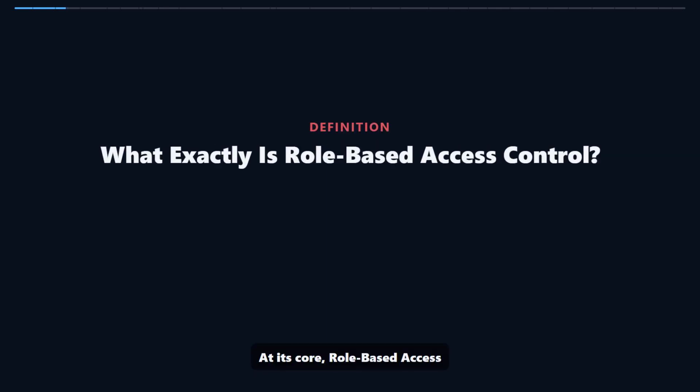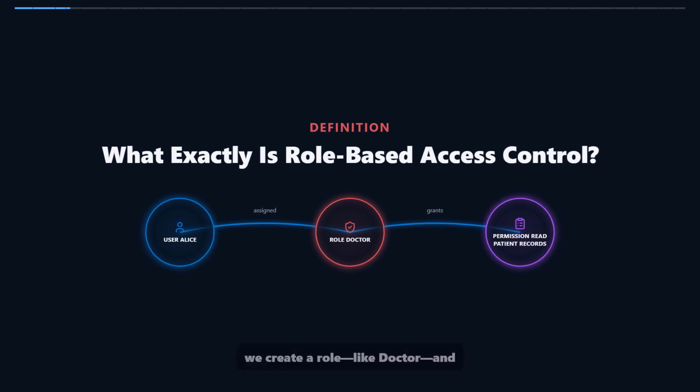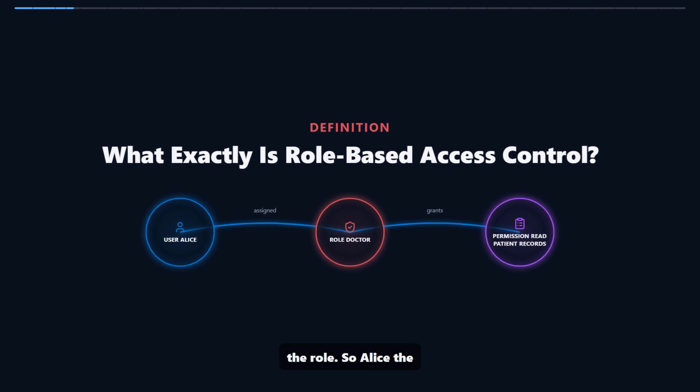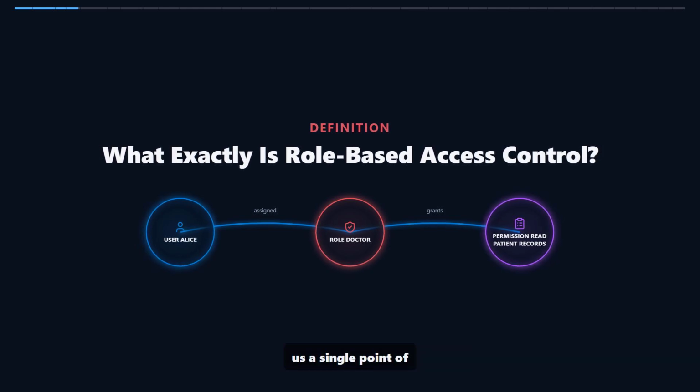At its core, role-based access control is a simple indirection. We never assign permissions directly to a user. Instead, we create a role, like doctor, and attach permissions to that role. Then we assign users to the role. So Alice, the user, is assigned the doctor role. That role gives her the permission to read patient records. This indirect mapping gives us a single point of control for all access.